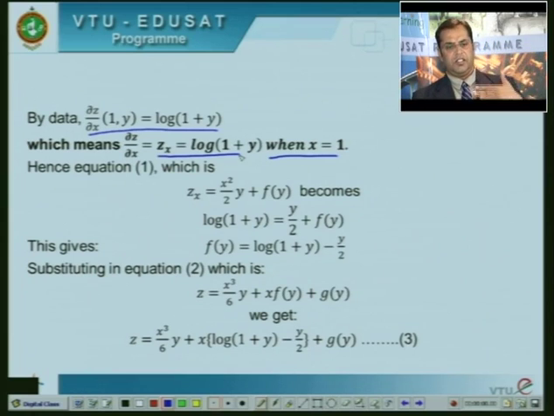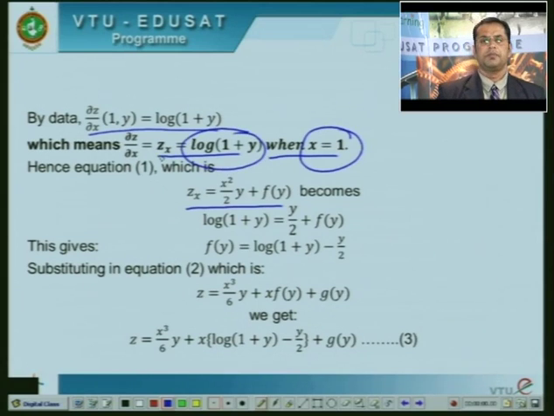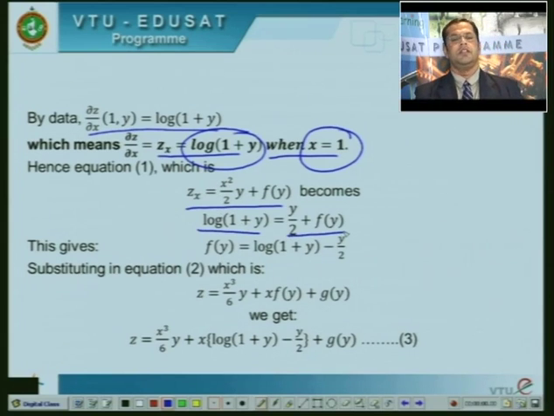So, we recall our solution obtained in equation 1, which is this. Hence, equation 1, which is zx equal to x square y by 2 plus f of y, becomes, apply this condition. When you put x equal to 1, replace zx by log(1 + y). So, what happens in the LHS? Log(1 + y) will be, when x is 1 here, you get 1 by 2 into y by 2 plus f of y. That gives you immediately f of y as, shift this y by 2 to LHS, log(1 + y) minus y by 2.